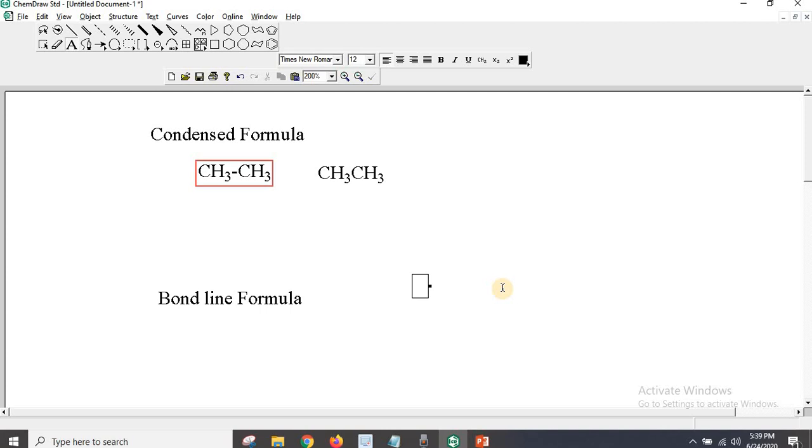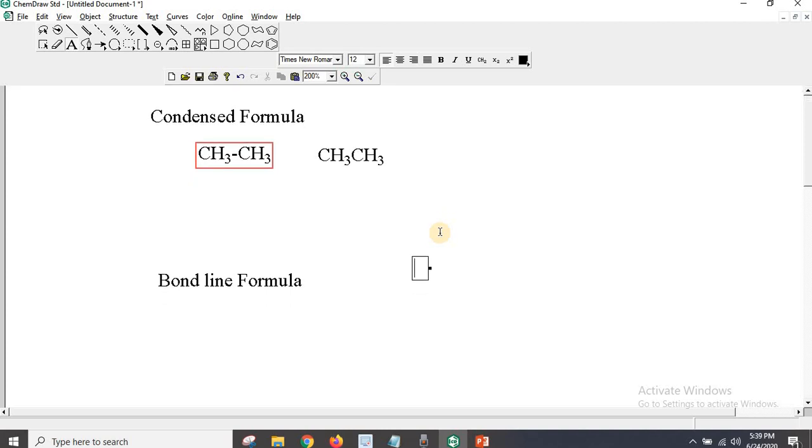This is nothing but the condensed formula for ethane. The condensed formula is a complete structural formula that can be further simplified by hiding some or all of the bonds. In this we are not showing the bonds between carbon and hydrogen, and we are not showing the bonds between carbon and carbon. Both these formulas are correct. Understand? This is nothing but the condensed formula.